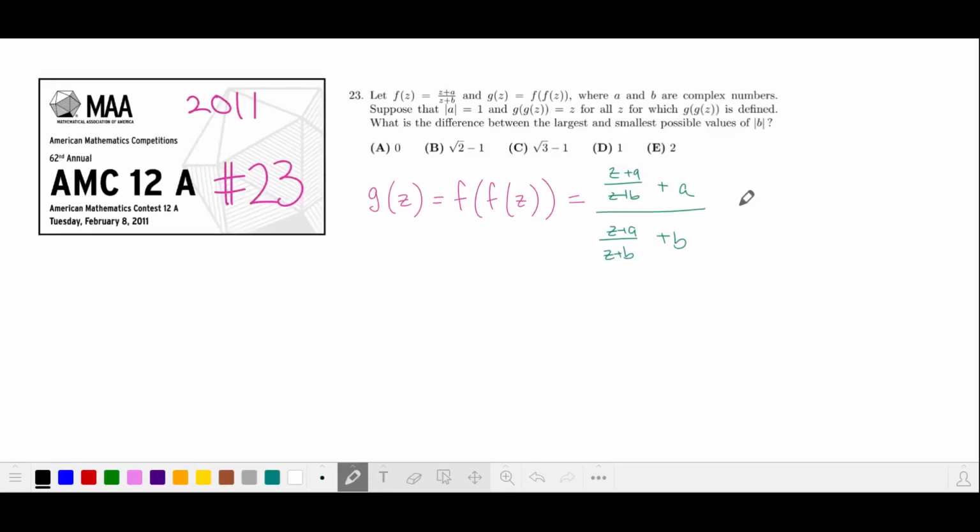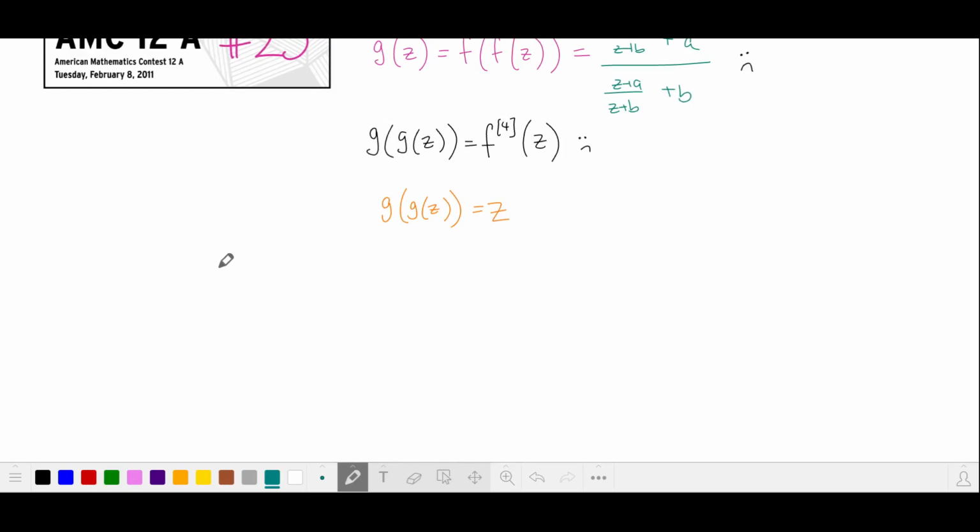Finding g of z doesn't look very promising, especially since we ultimately want to find g of z, which means applying f to z 4 times. Looking back at the problem statement, we see that g of z is equal to z for all z, and a handy hack in this situation is to try a z that is easy and convenient. We'll use z equals 0.